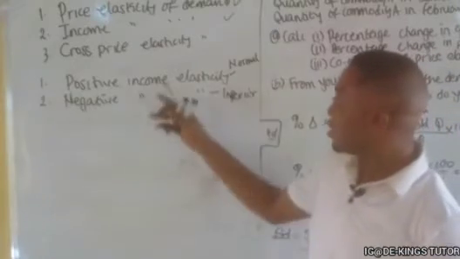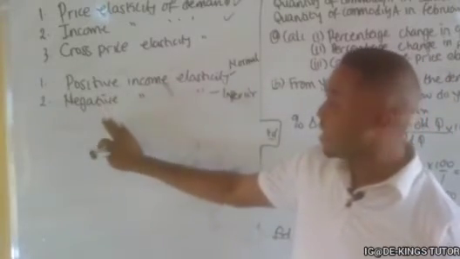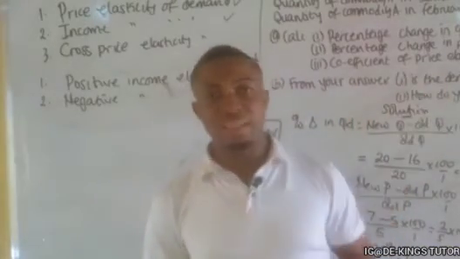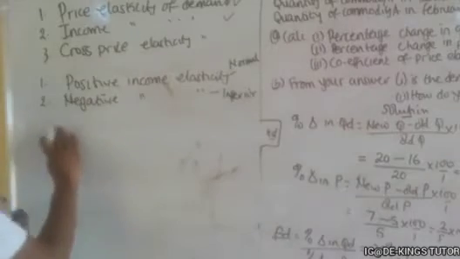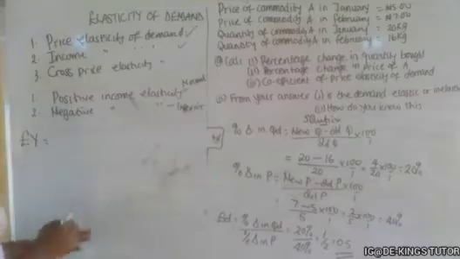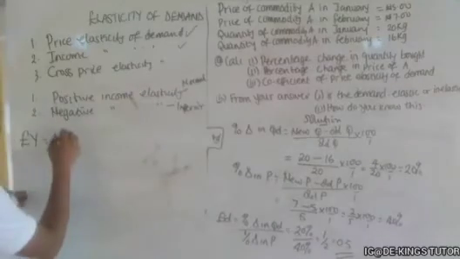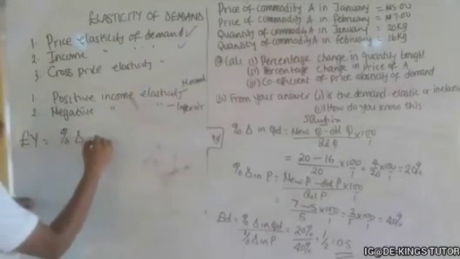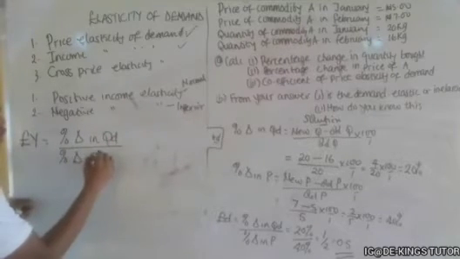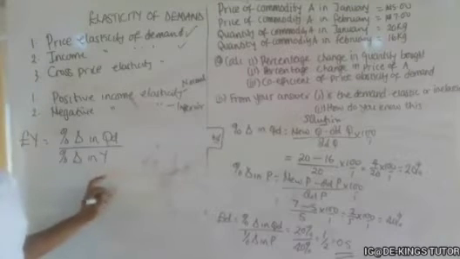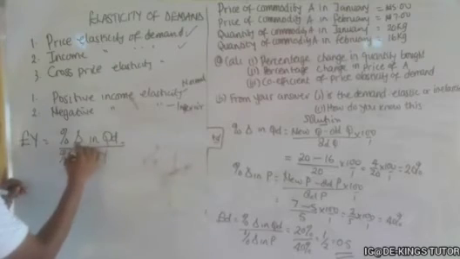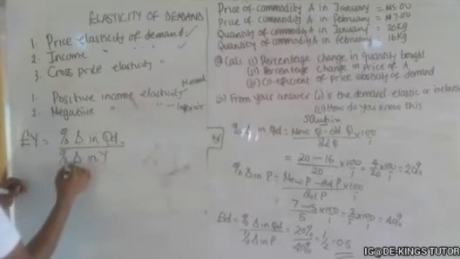So that is the two types of income elasticity, the positive and the negative. Now let's see the measurement of income elasticity, the same way we did for the price. The measurement of income elasticity can also be given as EY, the coefficient of income elasticity of demand. It is given as percentage change in quantity demanded divided by percentage change in income. In economics, Y represents income.